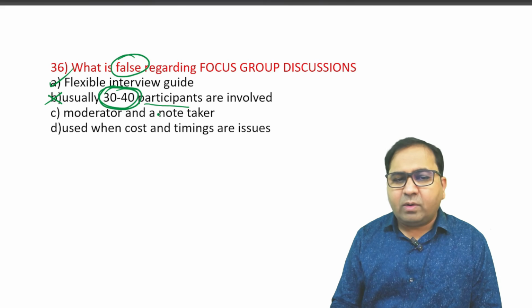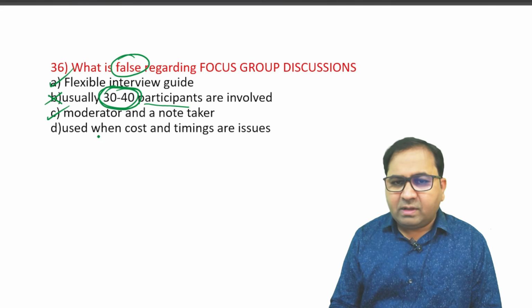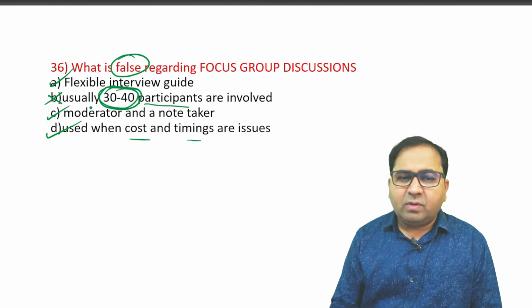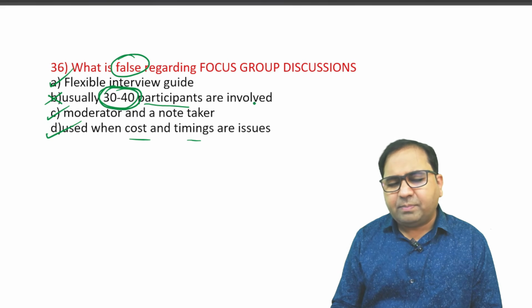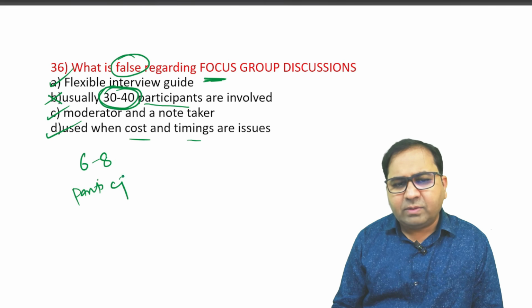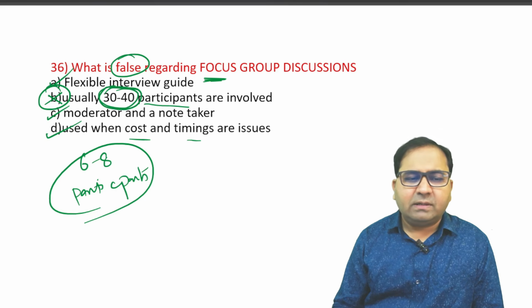Third is moderator and note taker is required. Yes, this is true. And focus group discussions, that is FGDs, are used when cost and timings are issues. Yes, even this is true. So usually 30 to 40 participants are involved is the wrong statement, because as far as I remember, only 6 to 8 participants are present. Okay. So we got the answer for our question.